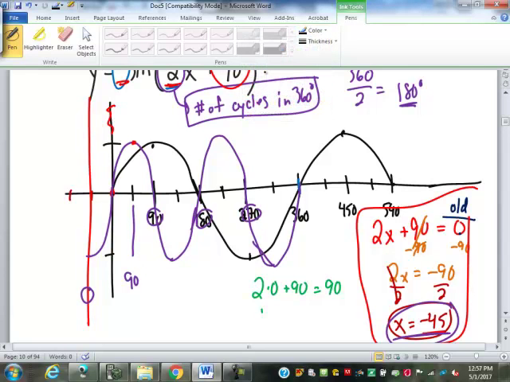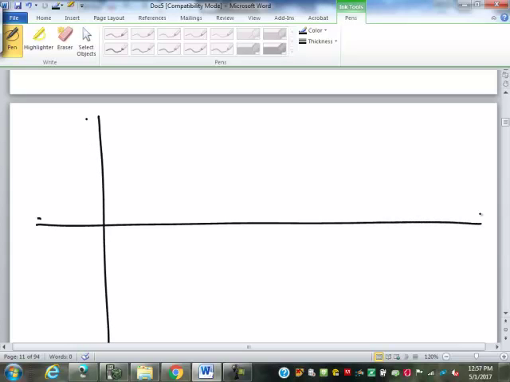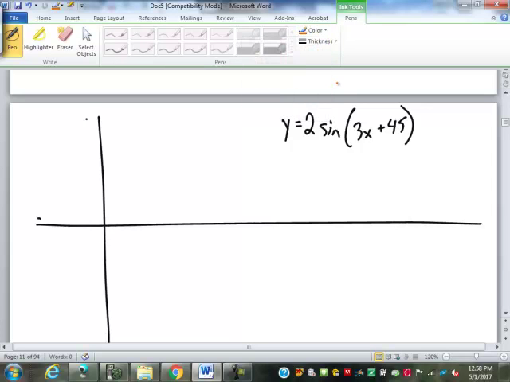Let's graph this out. Let's do another one, actually. Let's do y equals 2 sine 3x plus 45. So first of all, what's our amplitude? 2. So here's 1, 2, negative 1, negative 2.